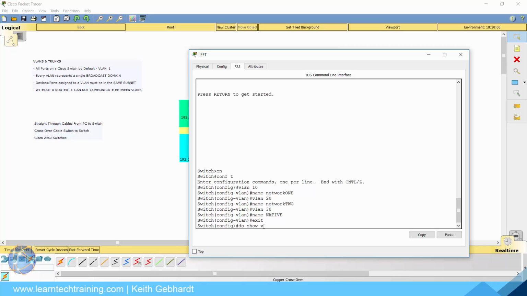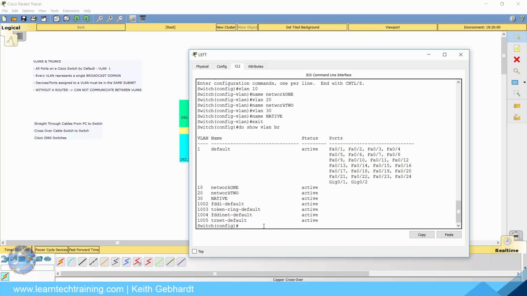If I do show vlan brief, you will see we now have VLAN 10 with the name network 1, network 2, and native. Mind you, if you create a VLAN without giving it a name, it'll default to its VLAN ID, so it'd be VLAN0030, VLAN0020, etc. So it's nice to name them so you can at least keep track of them, especially when you're working in the real world. It just makes things a lot easier.